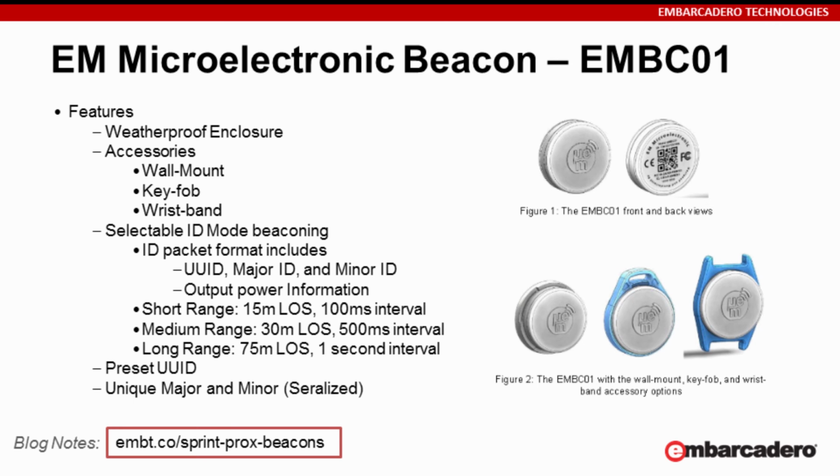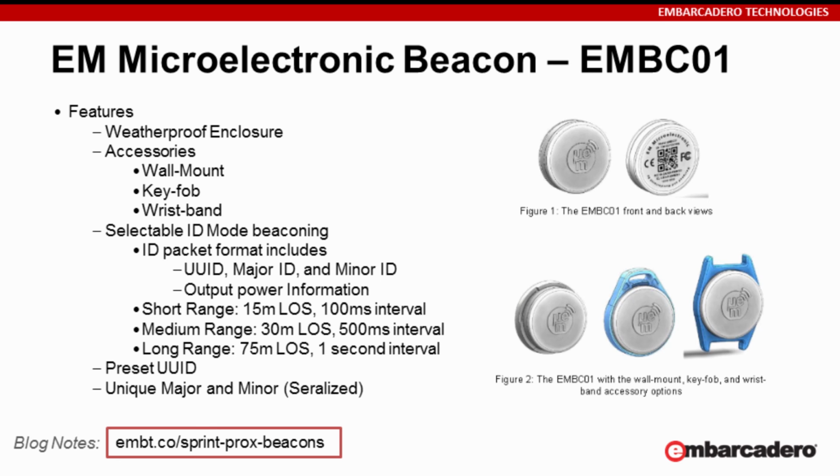It can advertise in three different modes: short range up to 15 meters with a 100 millisecond chirp interval, a medium range up to 30 meters with a 500 millisecond chirp interval, or a long range which will go out to 75 meters with a 1 second chirp interval. The short range broadcast mode will effectively have a battery life of about 1.5 months. The medium range will last for about 7.5 months, and the long range will last for about a year.